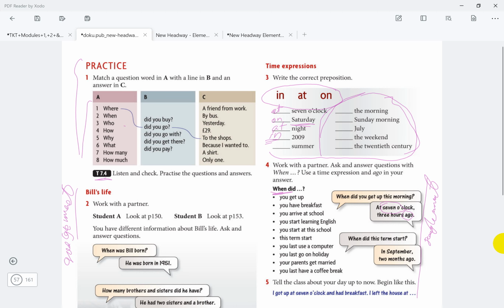And also I'll try to make you work in pairs and then have good discussion regarding asking and answering these questions.